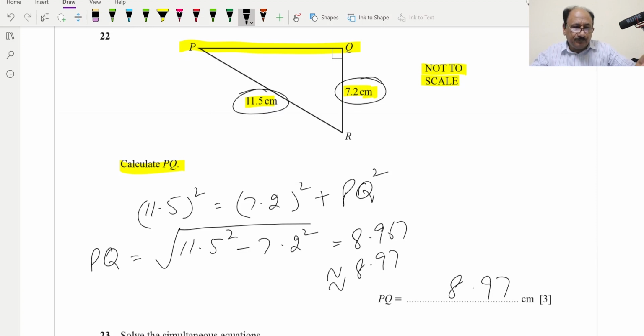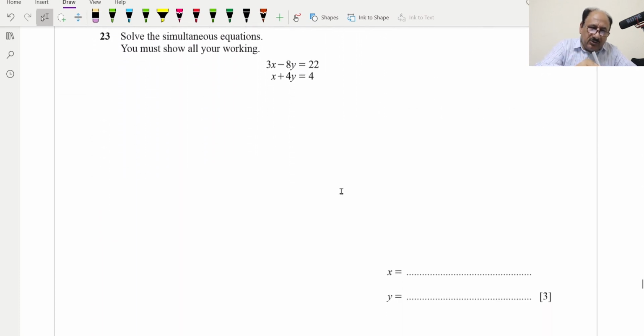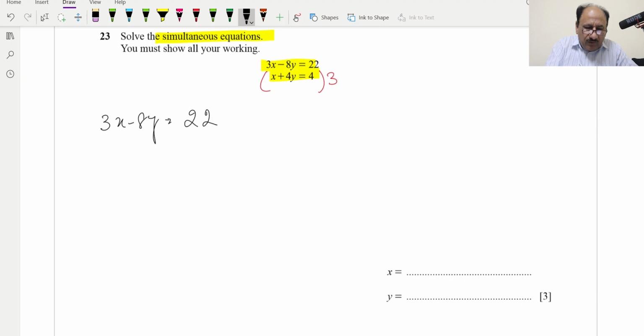Hopefully you understood this. Now we can move to question number 23. Solve the simultaneous equations, which is this one. You must show all your working. These are two equations. Now if we multiply the second equation by 3, the modified equations will be what? 3x minus 8y is equal to 21, which is the first equation, which I have copied as it is without any change. Now the second equation will be multiplied by 3, so 3x plus 12y is equal to 12.